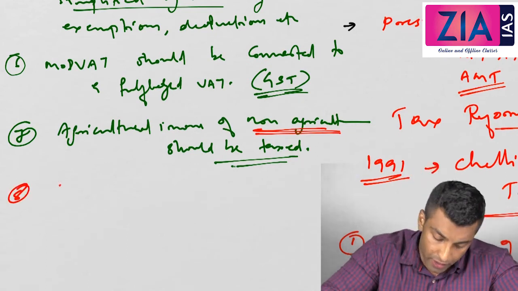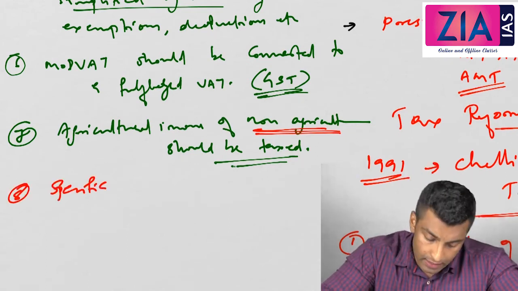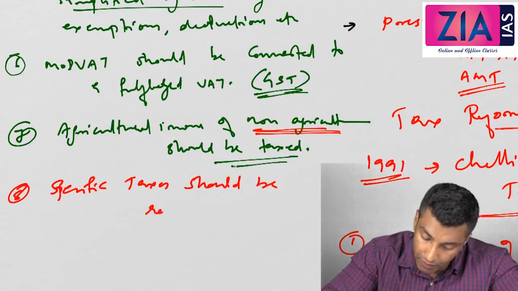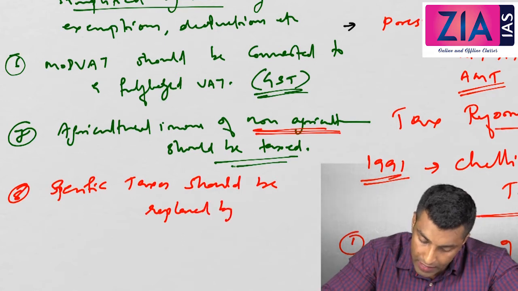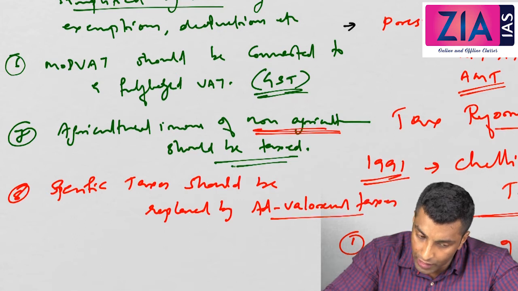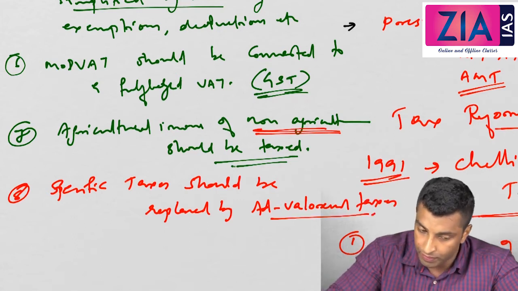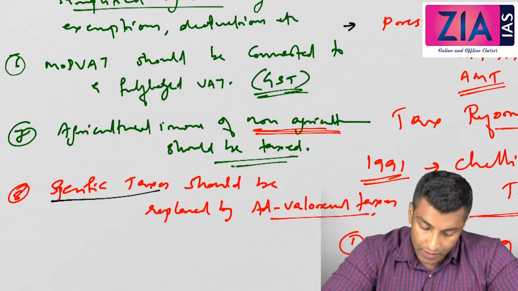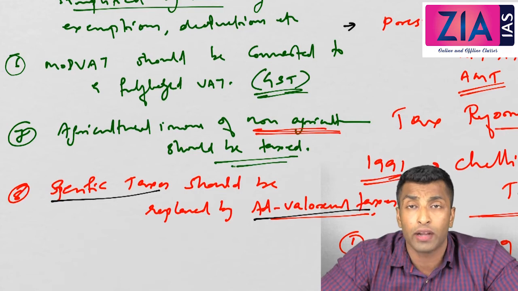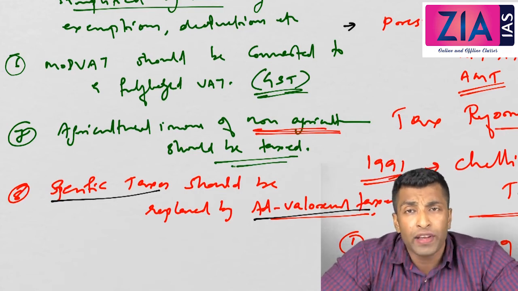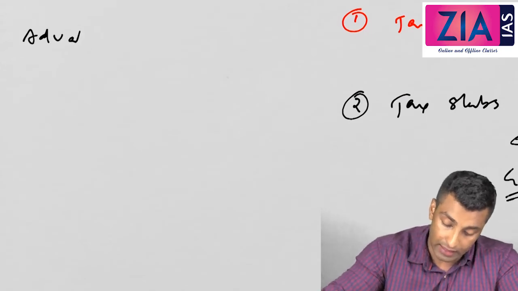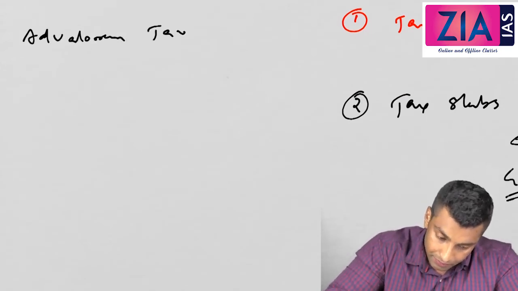Next recommendation that is also very important, there are some specific taxes, right? So the specific taxes should be replaced by ad valorem taxes. Okay, see these two terms, I will explain these two terms. Specific taxes, actually these are not taxes, these are the method or ways of imposition of taxes. Okay, so what is this case, ad valorem taxes? So let me explain this.